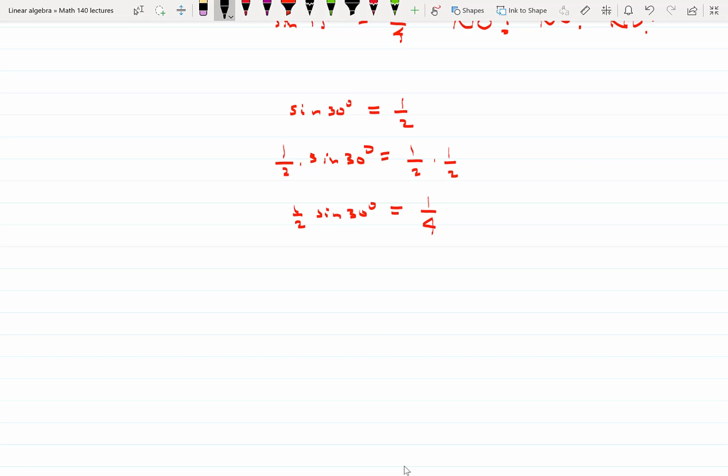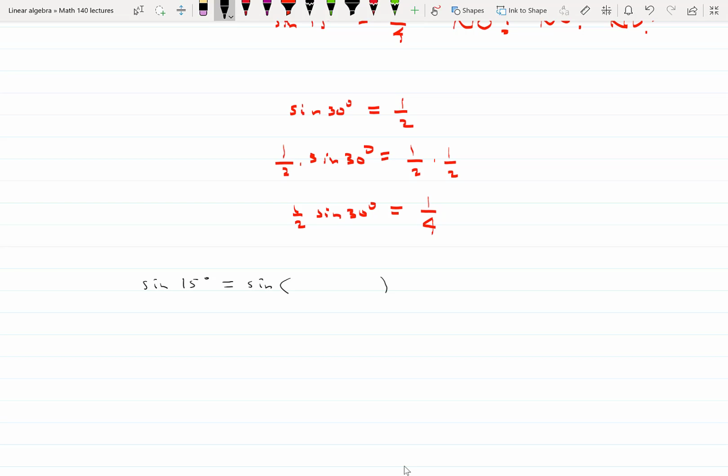Okay, so what do we do? The trick here, or a trick, because there are a couple tricks you could use, is to take 15 degrees and make it into either the sum or difference of two angles that we're familiar with.